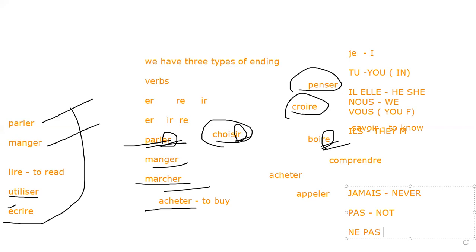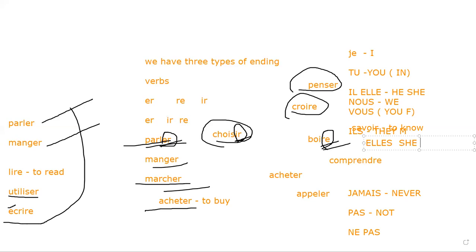So we have ils and elles, because elle is she. The moment we add an s at the end, it is plural. So elle, she. Is it clear to you? Oui, monsieur. So read aloud. Je is I.